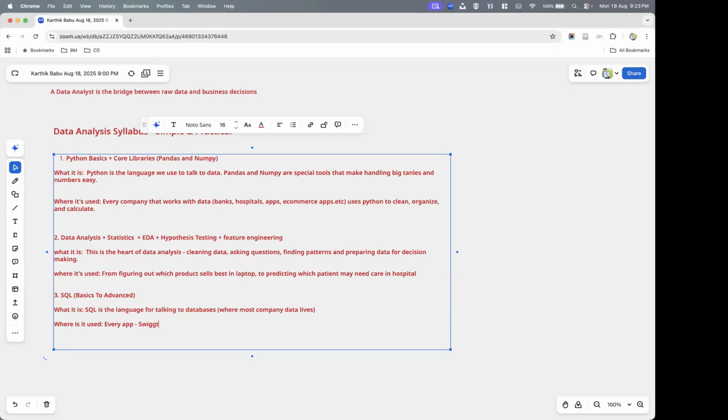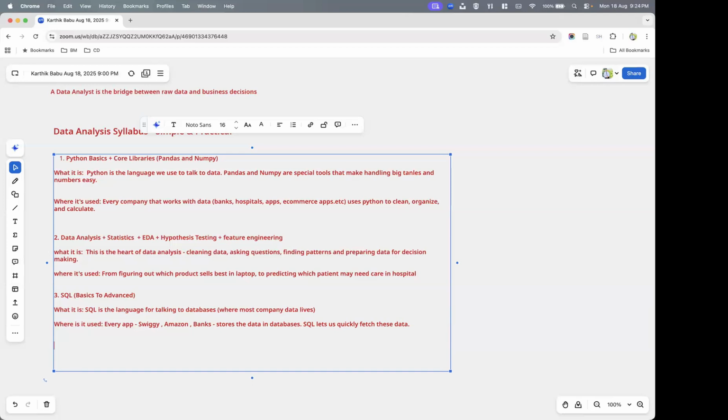Every app like Swiggy and Amazon and then banks store the data in databases. And SQL lets us quickly fetch this data. Okay, so it could be which customer bought the most, or which city has the highest sale. So whatever data is present in the database, it will help us to fetch those particular data.